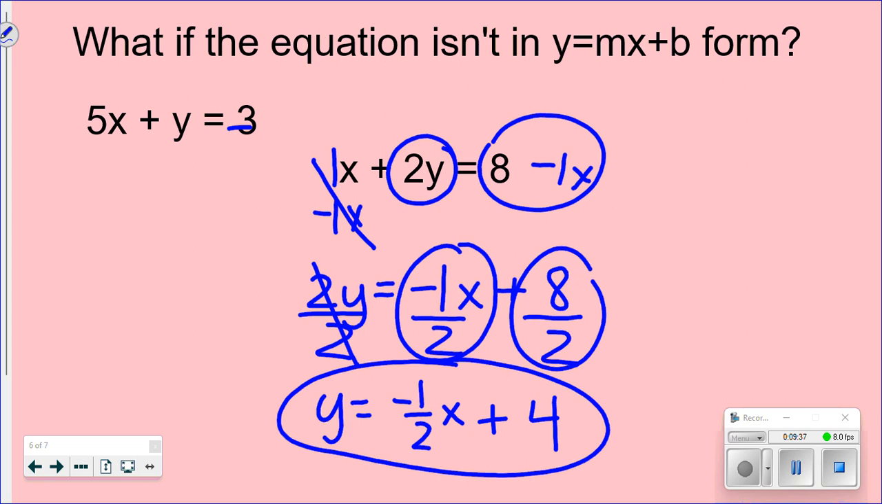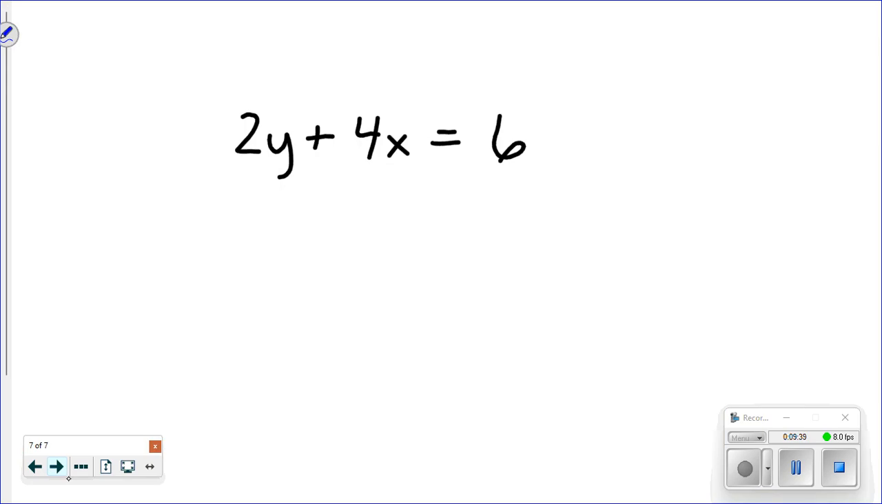Let's try another one. Here's another one. Why don't you try one by yourself? At least try it, and then we'll come back and we'll talk about it.